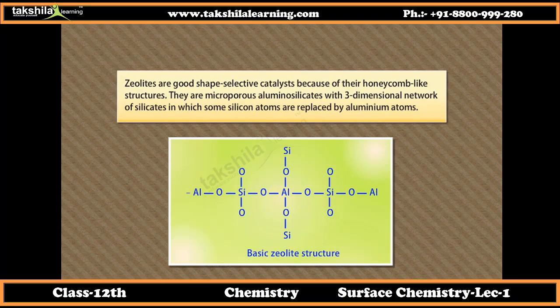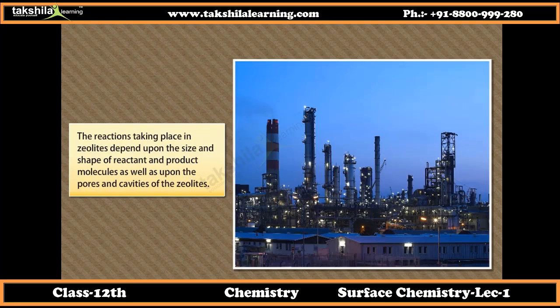They are microporous aluminosilicates with three-dimensional network of silicates in which some silicon atoms are replaced by aluminium atoms. The reactions taking place in zeolites depend upon the size and shape of reactant and product molecules as well as upon the pores and cavities of the zeolites. Zeolites are used as catalysts in petrochemical industries for cracking of hydrocarbons and isomerization.